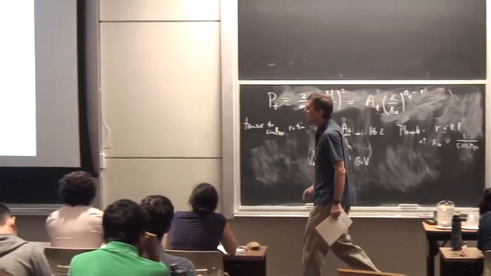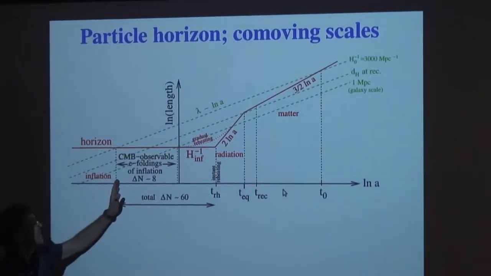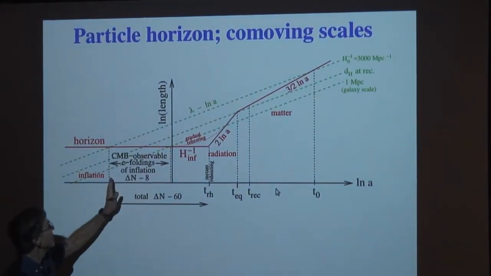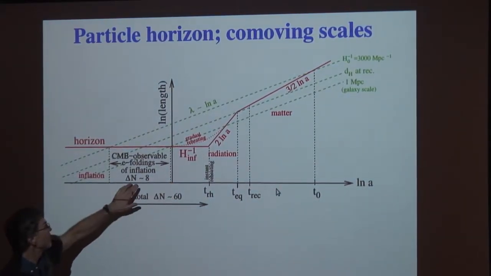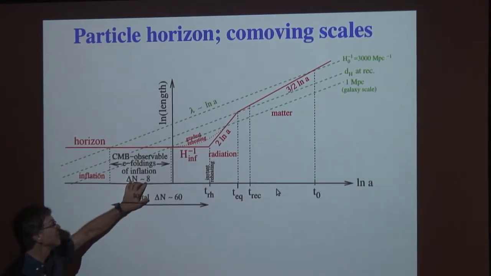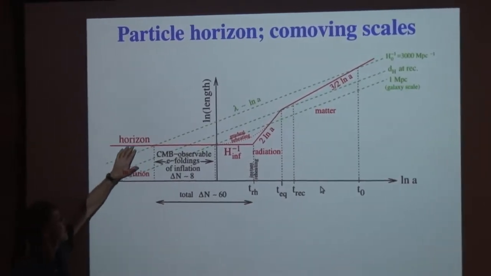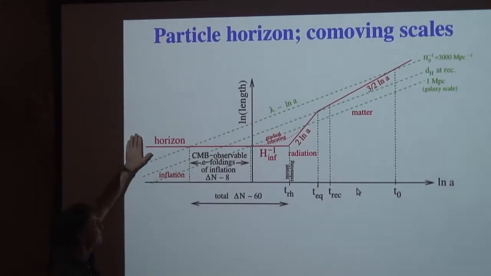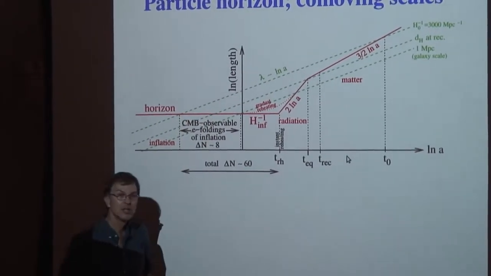Of course, inflation could have lasted arbitrarily long before it starts to become observable in the cosmic microwave background. And by the way, of the nominal 60 e-foldings, those CMB fluctuations only correspond to about 8 that we can see through the CMB. But there could have been arbitrarily much more inflation earlier on, and the scale of inflation could have been much higher early on, and maybe it came down to this level. But it's in this region where we know that value.